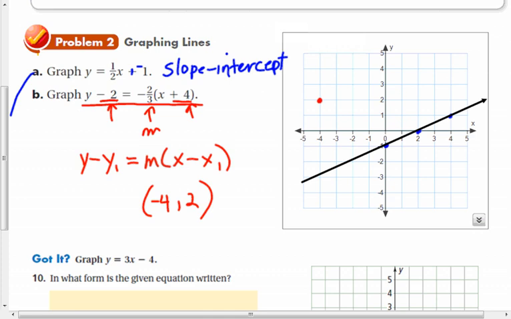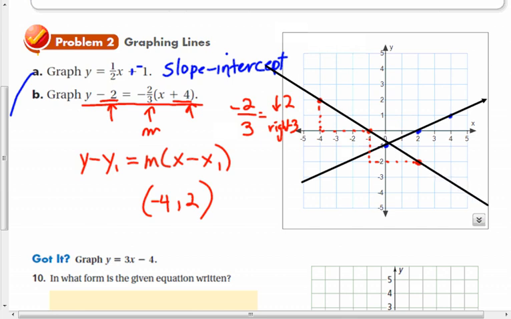And then I'm going to use my slope, which is -2/3 for my rise and run. I'm going to put the negative on top, which means I'm going to go down 2 and right 3. So down 2, right 3 gives me a point there. I can do that again. Point there, draw a line to the points, and that's my graph. All right, you could try that.